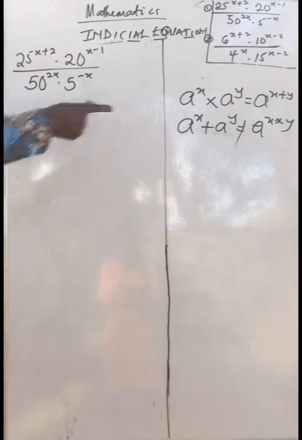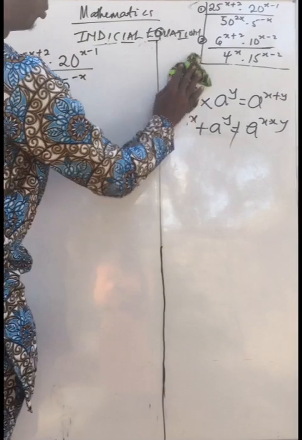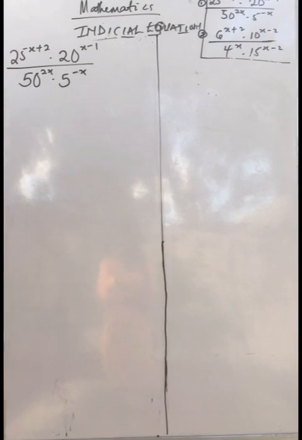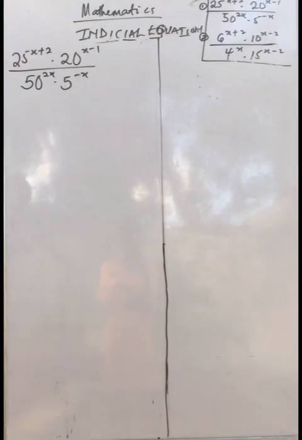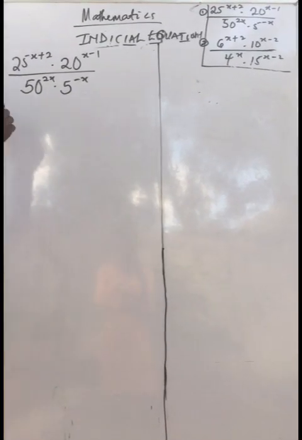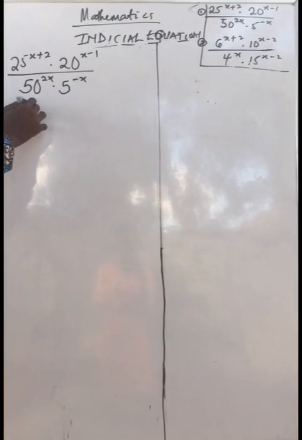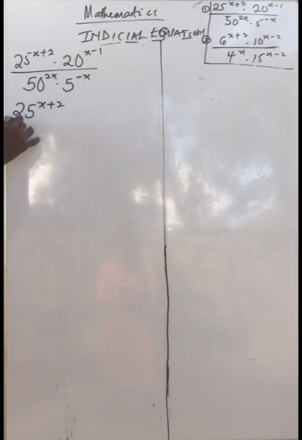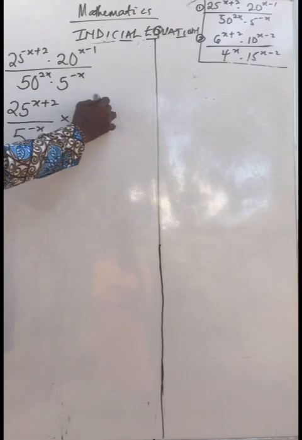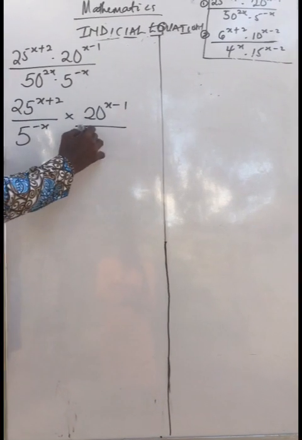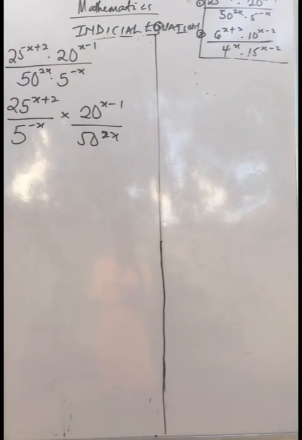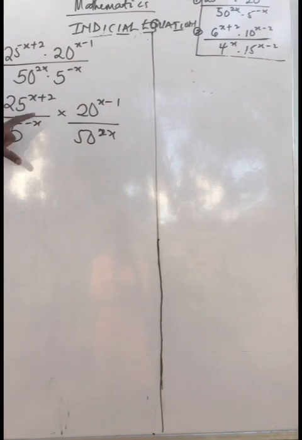So when we have problems like this, how do we go about solving them? Now take note and pay precise attention to what I'm going to do here. So shall we simplify together? I'm going to take terms with terms. By so doing, I would have 25 raised to the power of x plus 2 over 5 raised to the power of minus x times 20 raised to the power x minus 1 over 50 raised to the power 2x. It's virtually the same thing. Whatever you are having here is the same as this.